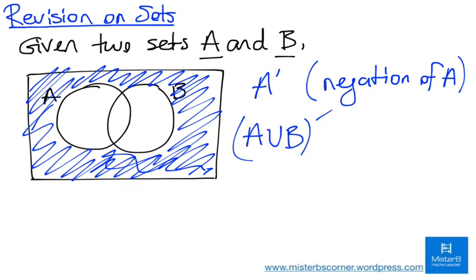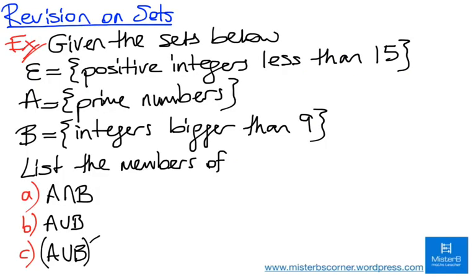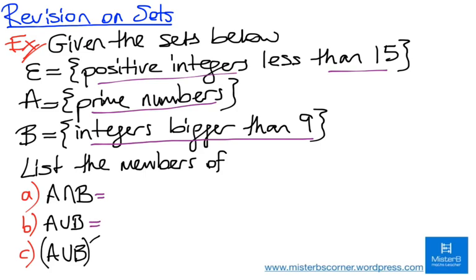So let's see some examples. Given the sets below, where the universal set is positive integers less than 15, the set A is prime numbers and set B is integers bigger than 9, we are asked to list the members of A intersection B, A union B, and A union B prime, so the negation of A union B. Once you find A union B, it's easy, actually. But now let's look at this.